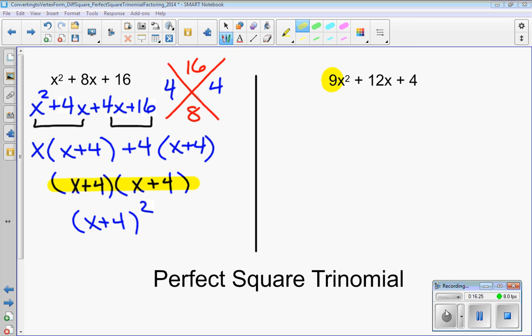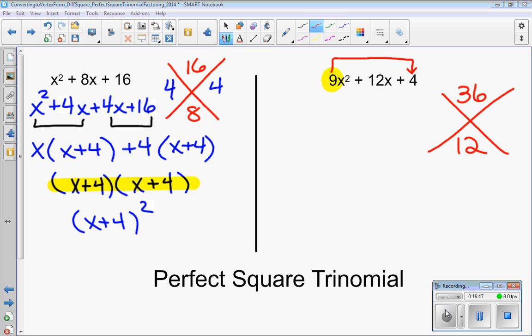What do I do? Who remembers? Not 12 and 4. You have to do the 9 times the 4 first, because there's a number in the front. So what number do they need to multiply to be? 36. And they have to add to be 12. So these are the numbers that I'm looking for here. What do you think? 6 and 6? 6 times 6 is 36. 6 plus 6 is 12. I agree with you. 6 and 6.